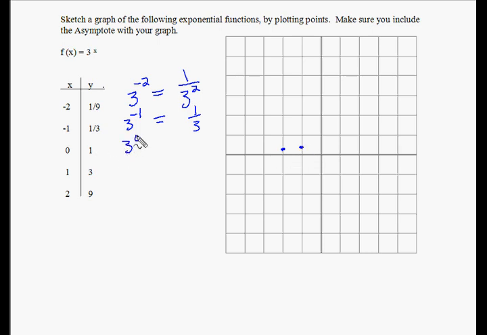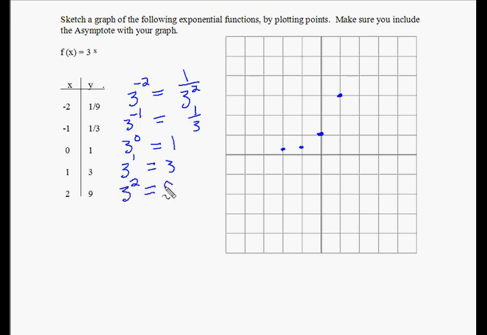3 to the 0 power, well, anything with the exception of 0 raised to the 0 power is 1. So we have 0, 1. 3 raised to the 1 power is 3. So at 1, we're all the way up here at 3. So you can see this is not a straight line. It's very, very curvy.